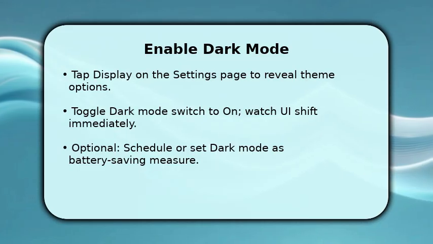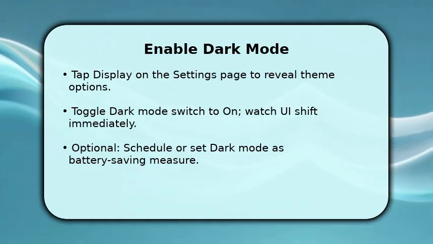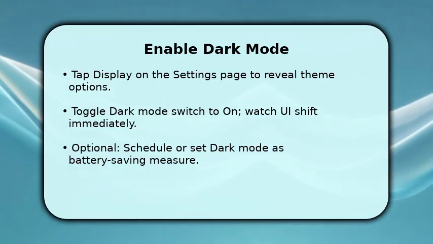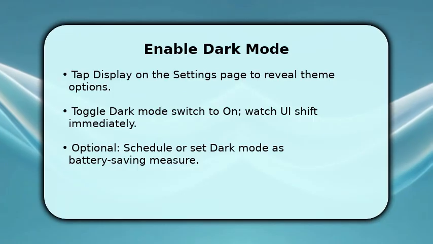If you prefer automation, tap Dark Mode settings to schedule by time or sunset to sunrise. This keeps consistent behavior without manual switching and can reduce eye strain and battery.